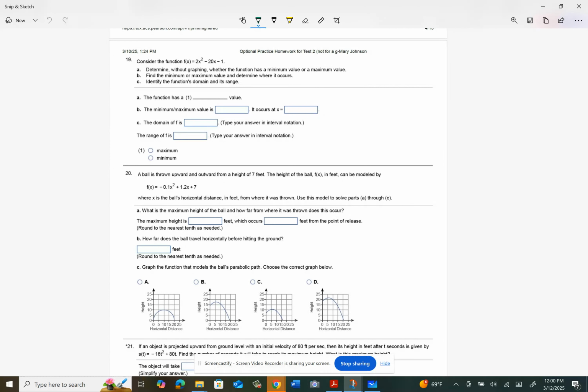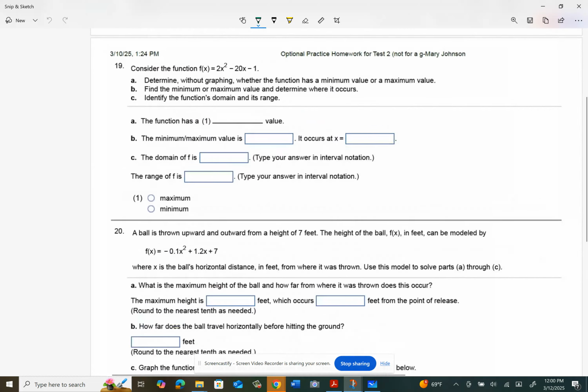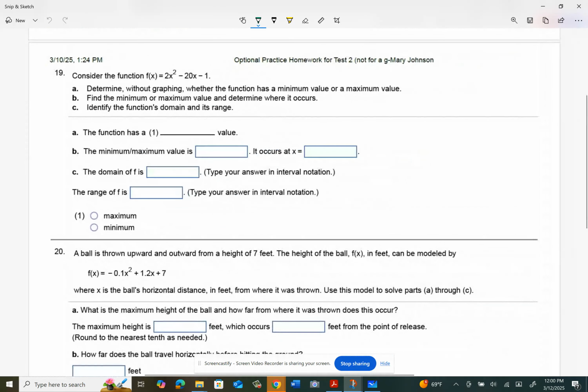Okay, so this particular one has the equation in standard form. So to get the vertex, I'm going to do negative b over 2a. So the opposite of negative 20 over 2 times 2, and just work that out. So that's going to be positive 20 over 4, which turns out to equal 5. So the x-coordinate of the vertex is 5.